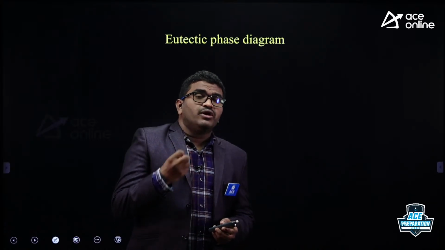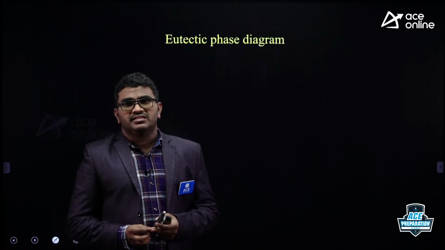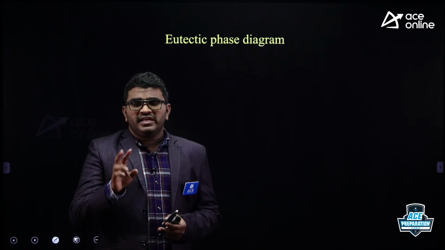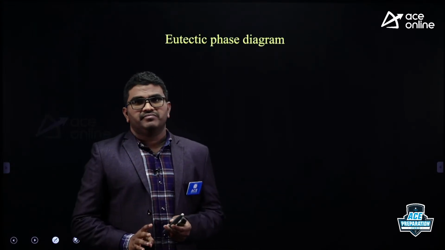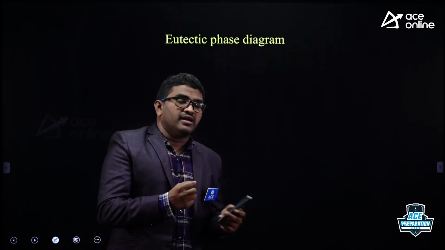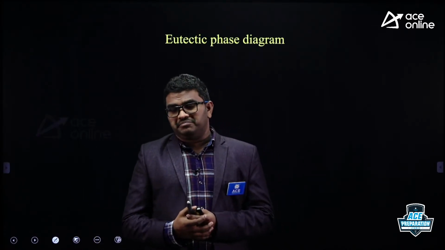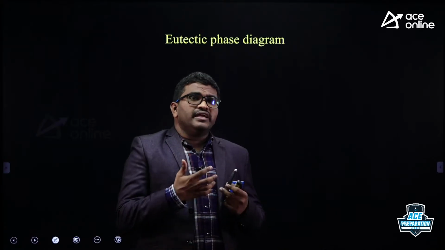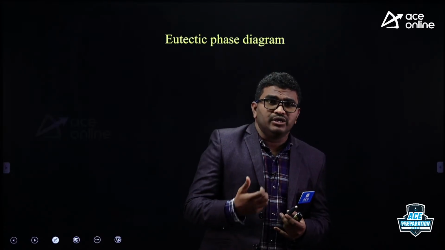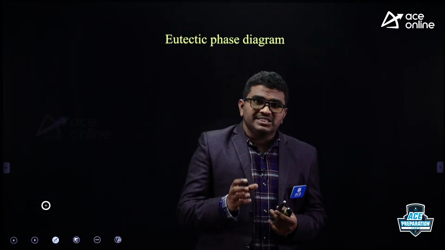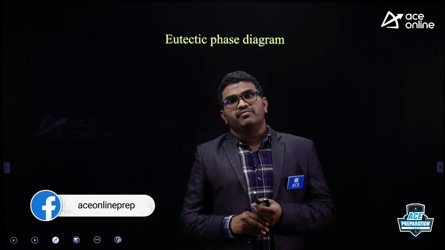First of all, what do you mean by binary phase diagram? A binary phase diagram is nothing but a phase diagram drawn by considering two elements. Let us take copper and nickel, lead and tin, iron and carbon, all these come under this category. But again, binary phase diagrams are divided into three types based on the solubility of these components.